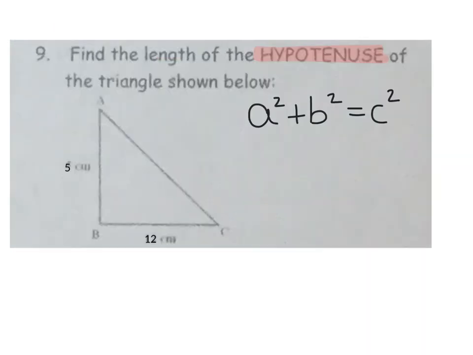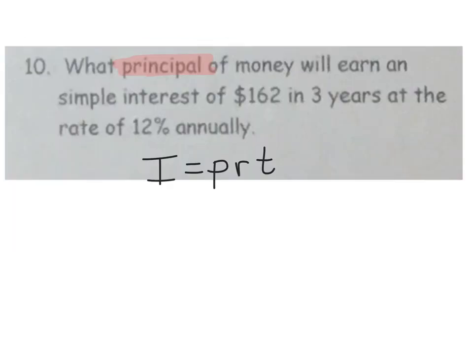Number 9, find the length of the hypotenuse of the triangle shown below. And number 10, what principal of money will earn a simple interest of $162 in 3 years at the rate of 12% annually?